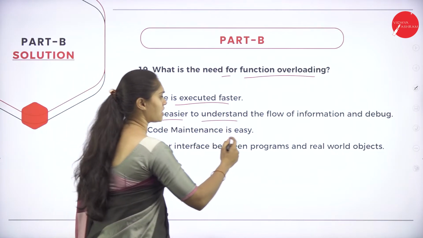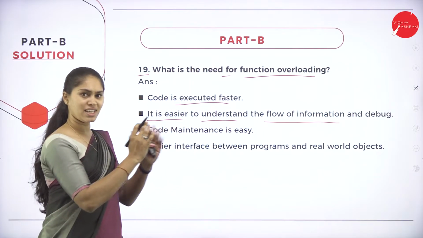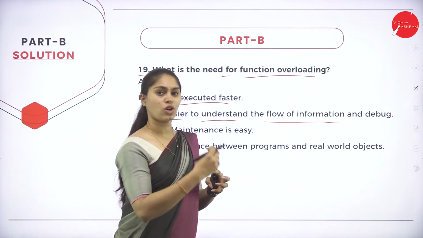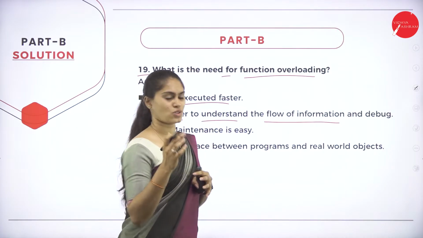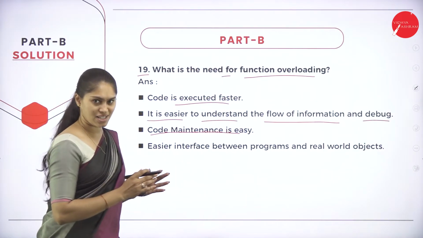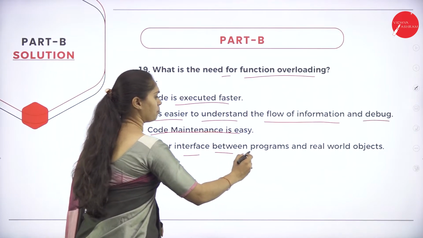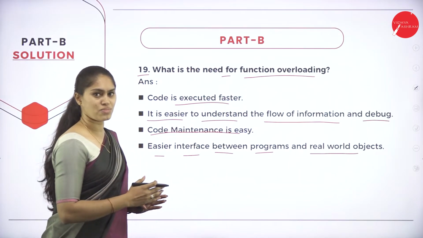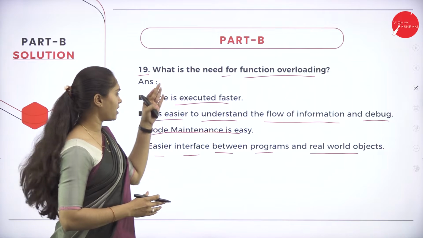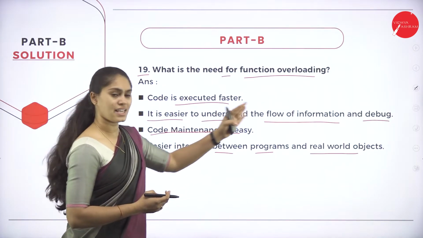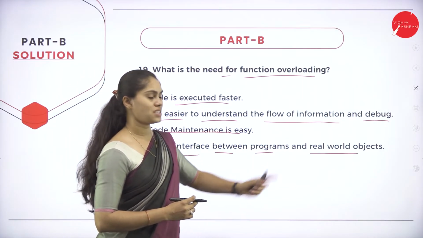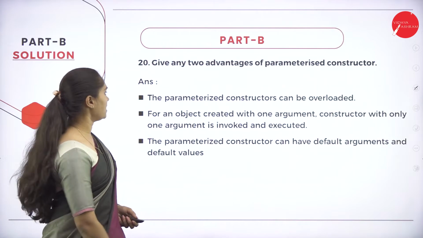It is easier to understand the flow of information. Everything is like a function; it is only a set of statements. If there is any error, then I need to check only that particular set of statements, so debugging is also easy. One more reason: code maintenance is easy, and there is an easier interface between the programs and real world objects. So what are the needs? Code execution is faster, easy debugging, easy code maintenance, and easier interface between the programs and real world objects. We'll see the next question.